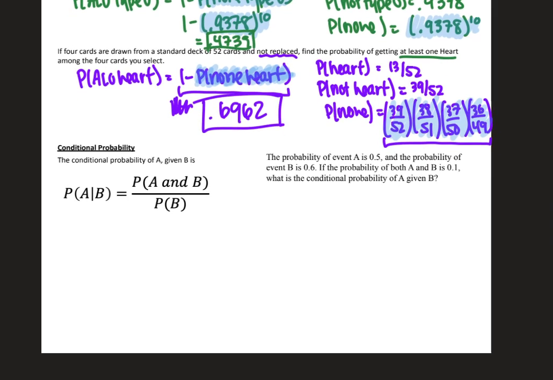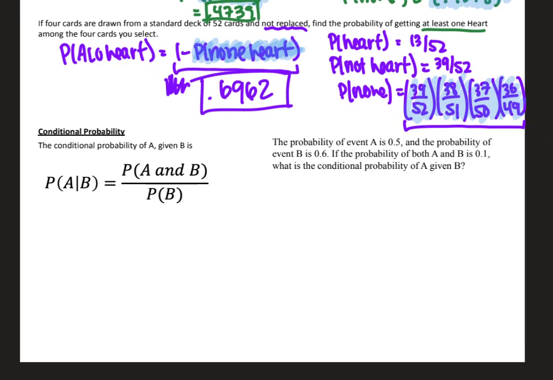All right, so the next concept, and actually the last concept, is conditional probability. So conditional probability of A given B looks like this. We use conditional probability when we see the word given. This is what the formula is. So the probability of A given B, where that line stands for given, is the probability of A and B divided by the probability of B.